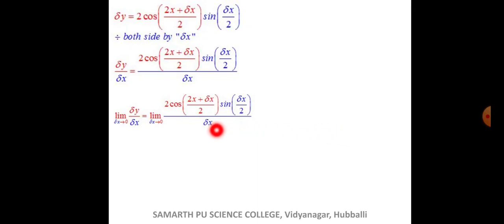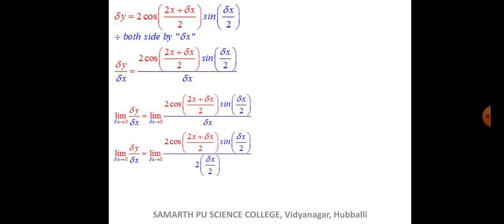Here taking limit on both sides now. Limit of delta y by delta x as delta x tends to 0 is equal to limit of 2 cos((2x + delta x)/2) sin(delta x/2), whole divided by delta x, as delta x tends to 0. So now in the denominator part, I will divide and multiply by 2. Numerator as it is, divided by 2 into delta x by 2. So here the numerator 2 and denominator 2 get cancelled.